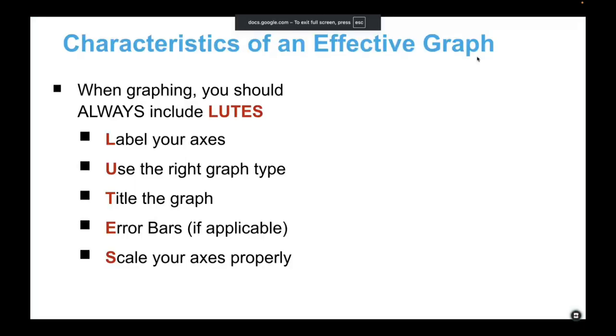Alright, so a key term you want to remember is LUTES when graphing. L stands for label your axis, U is use the right graph type, T is to title your graph, E is error bars. I'll talk about error bars in a second. And then always scale your data. We're also going to talk about scaling.